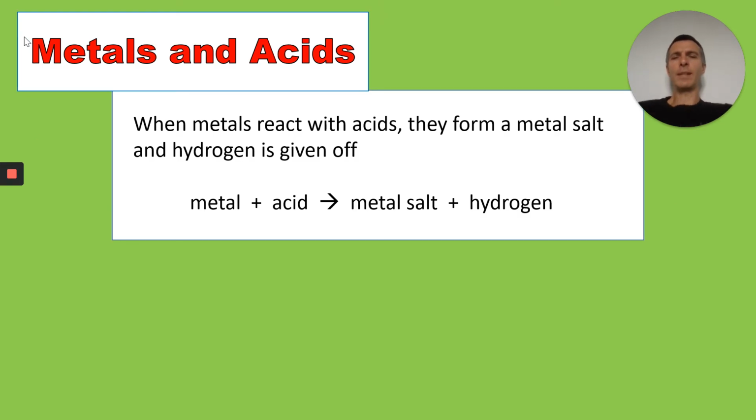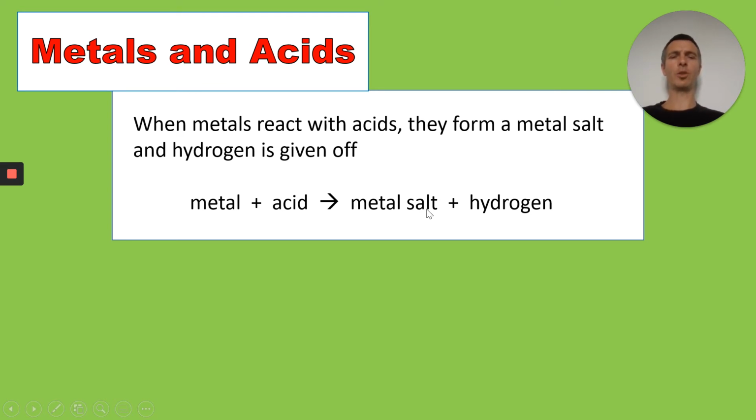When you react a metal with an acid, 2 products are made. You make a metal salt and you make hydrogen. Now, the name of the metal in the metal salt is the metal that you started with. So if that's lithium, you make a lithium salt. Sodium, a sodium salt. Iron, an iron salt.